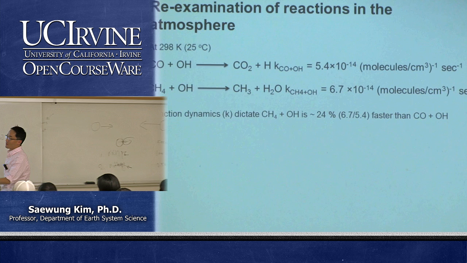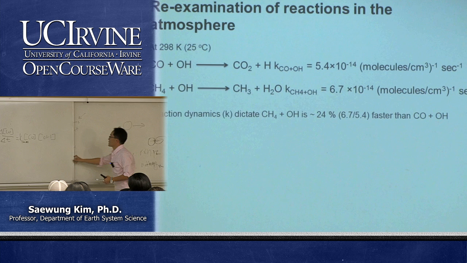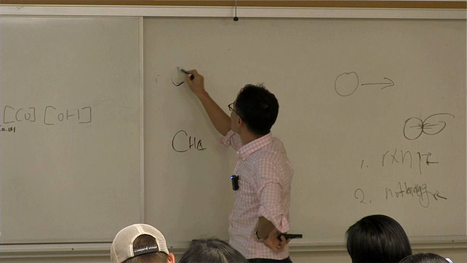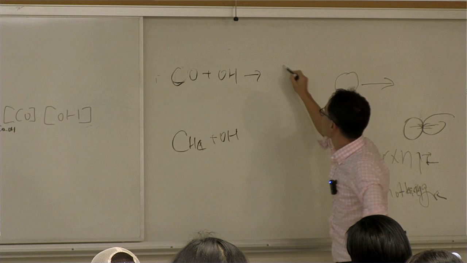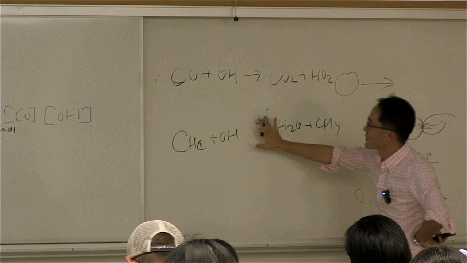But the information you need to catch, if you see this number, is the reaction constant. Again, it describes two reactions. One is carbon monoxide and methane. Both of them mainly react with OH in the atmosphere. And then this becomes CO2 plus HO2, and that becomes H2O plus CH3. But you don't need to worry about this part yet.